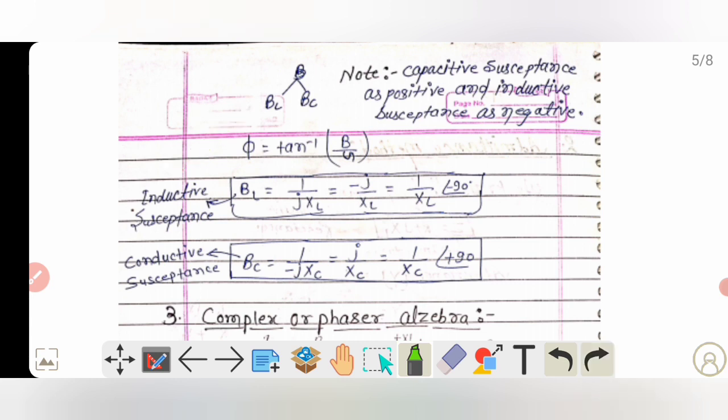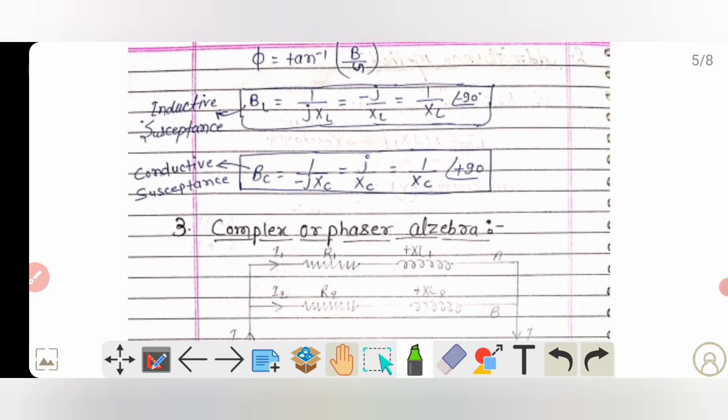Now, my dear friends, this is the inductive susceptance, and its value will be equal to 1 by jXL. And if we multiply numerator and denominator both by j, then the whole equation will be equal to minus j by XL, or we can say 1 by XL at angle minus 90 degree. And in the same case, if you want to calculate the value of capacitive susceptance, then it will be equal to 1 by minus jXC, and if we send j above, then it becomes positive, and the whole equation will be equal to 1 by XC at angle 90 degree.